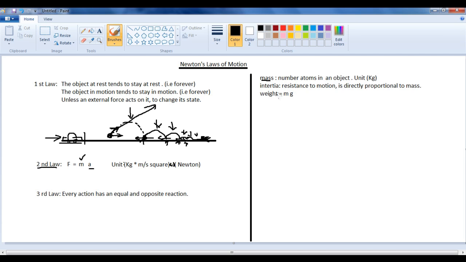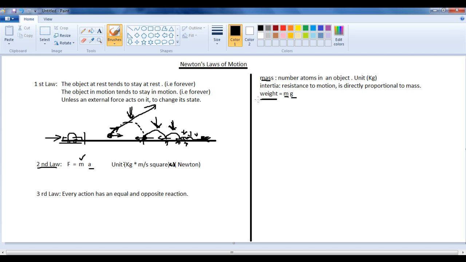Then we have to understand another concept known as weight. That is an important concept. We have to understand what weight is. Weight is actually mass into gravity. We know that gravity is acting on every object in the real world all the time.